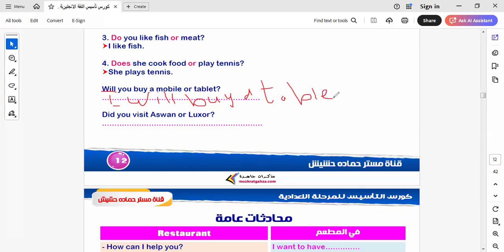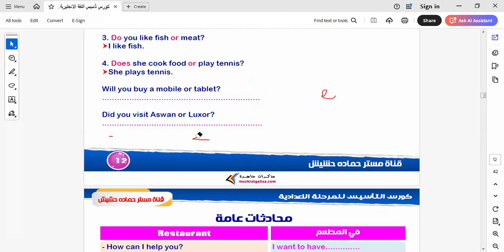Okay, to practice in this rule. Did you visit Luxor? We must take care that we have did, so the answer will be I visited. I talk about the past form, so we must put the verb in the past form. We must put ed in the verb. I think I visited Aswan or Luxor. Anyone can write any question about any place that you selected.